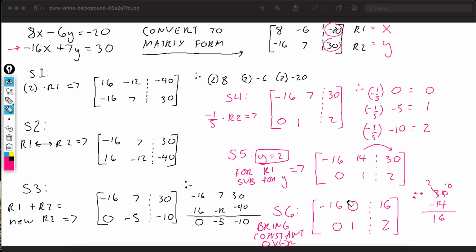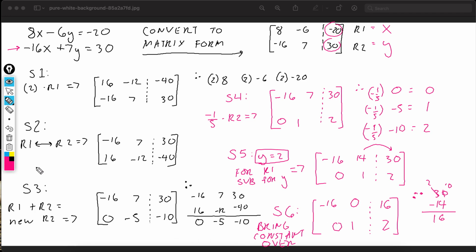Let me clean that up. I don't want to confuse any of you guys. I want to keep the handwriting nice. So we have negative 16, 0. So that's all we did. Step 6, bring constant over. 14 goes to that side. So it basically is 30 minus 14, which is 16. That's what that becomes. And this became a 0 because we got rid of it. So that is what step 6 is.